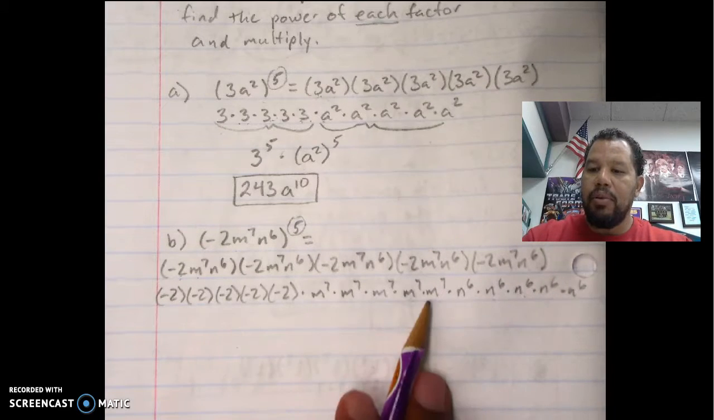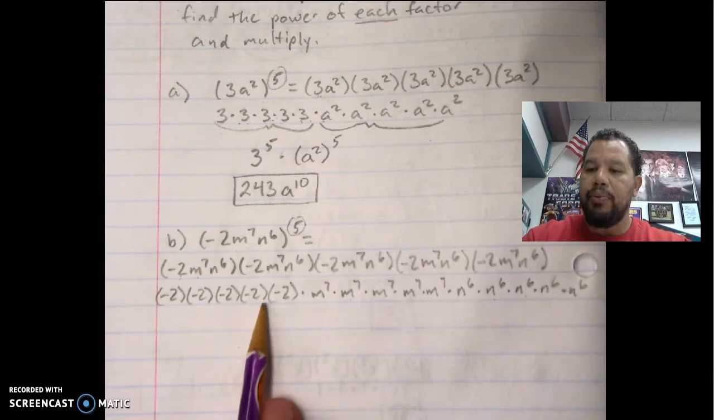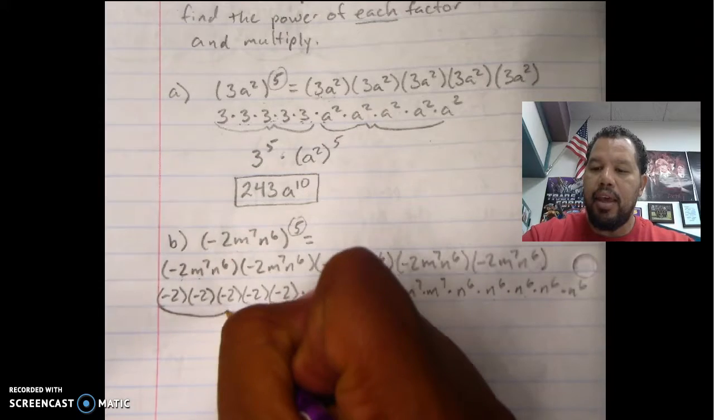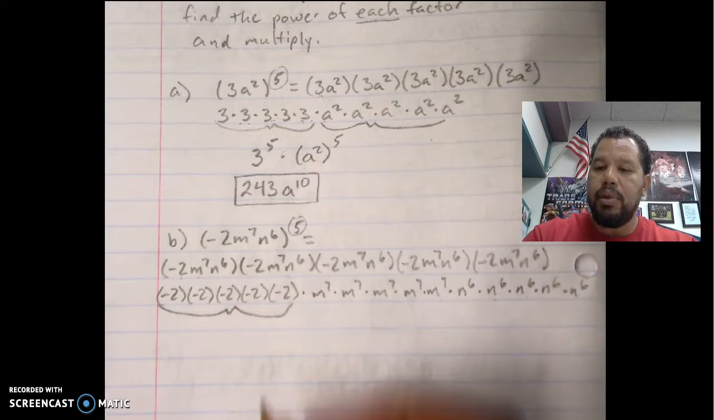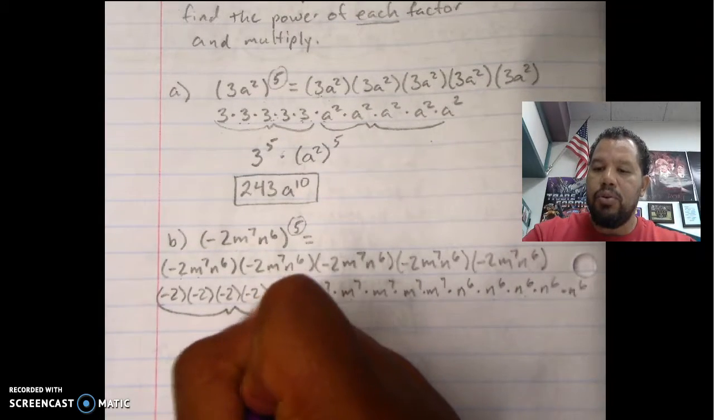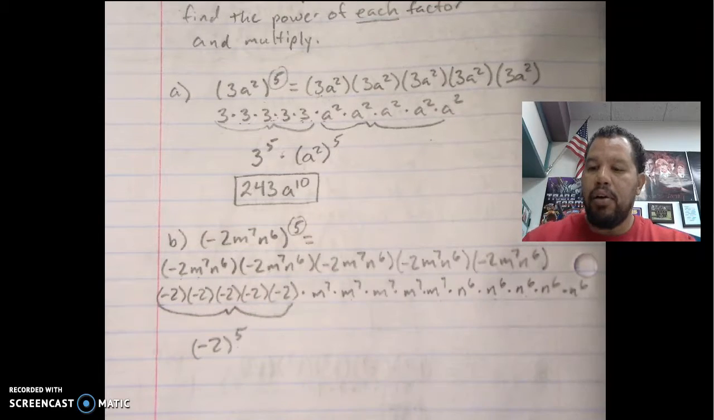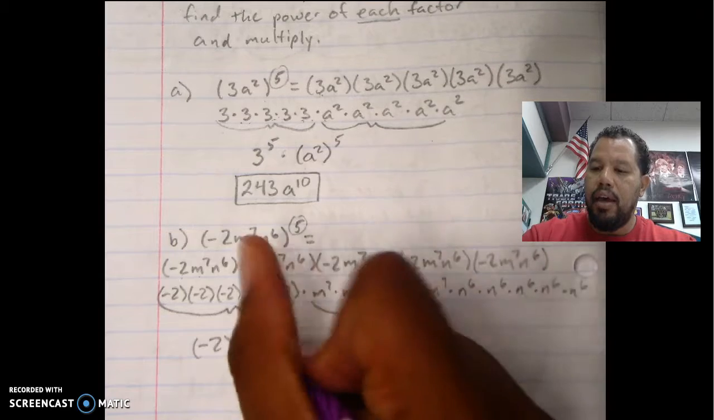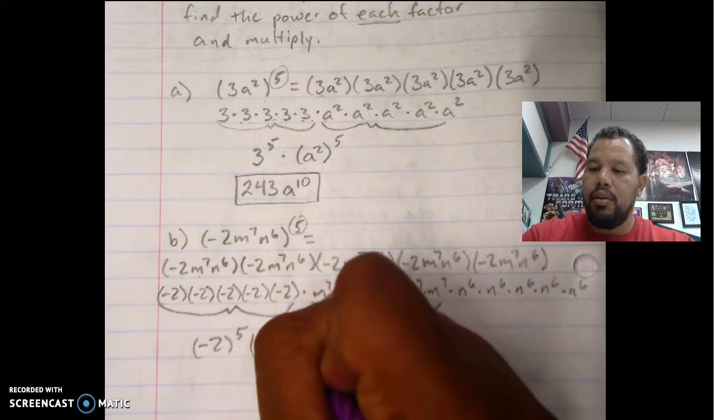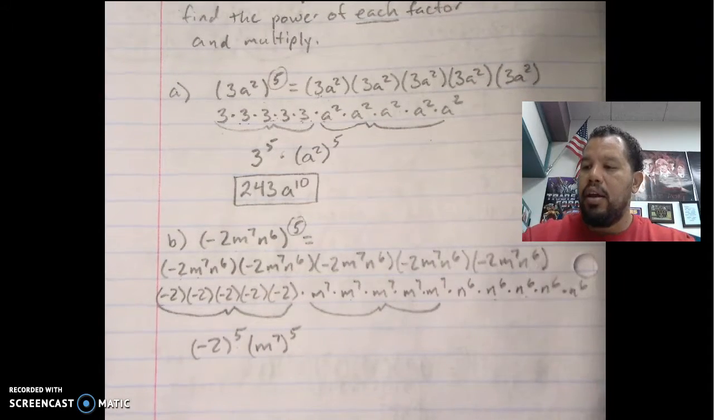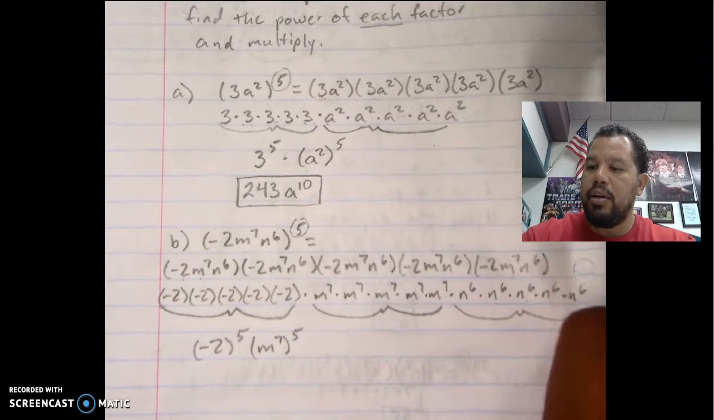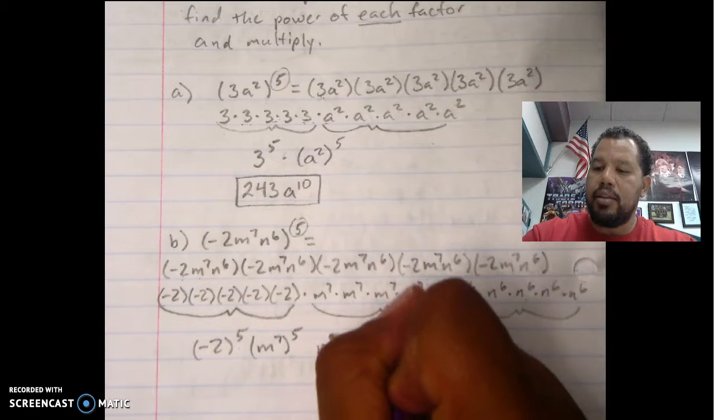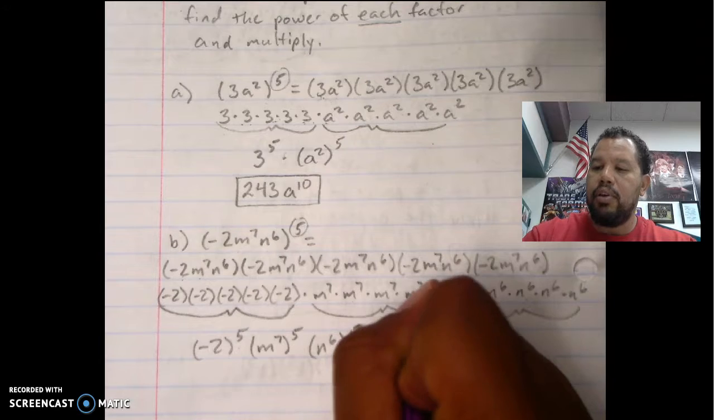So like we said before, we have factors being multiplied repeatedly. We can write that as a power. So this means I have negative 2 to the 5th power right there. This one right here, I have m to the 7th raised to the 5th power. And then this one right here says I have n to the 6th raised to the 5th power.